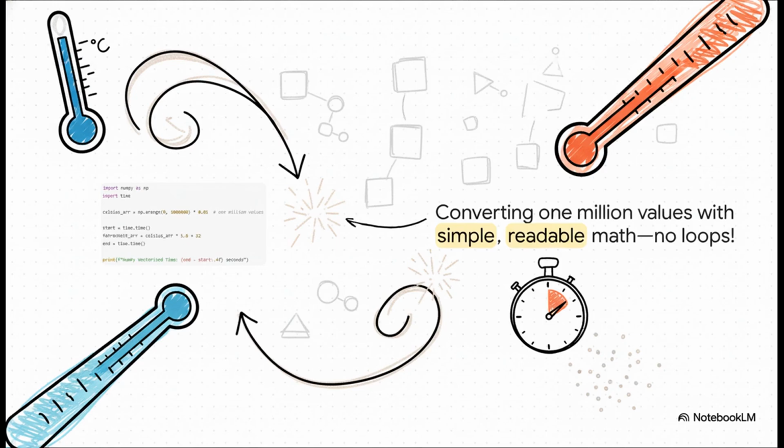In NumPy, you just take the entire Celsius array and write Celsius_arr * 1.8 + 32. That one single line of beautiful, readable math operates on all 1 million elements, almost instantly. It's elegant, and it's orders of magnitude faster.